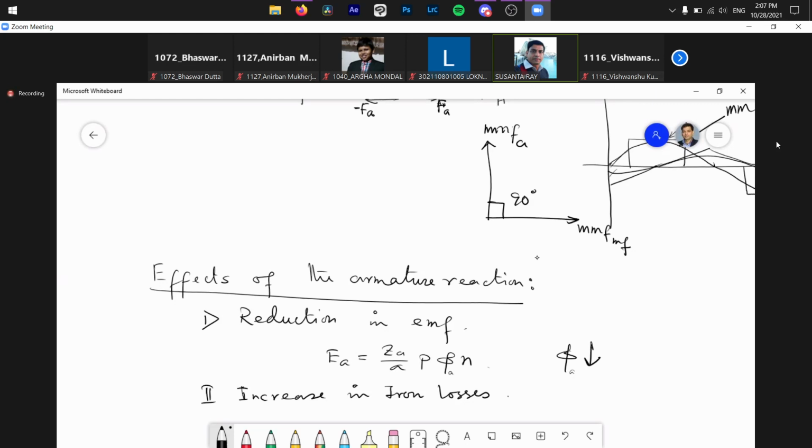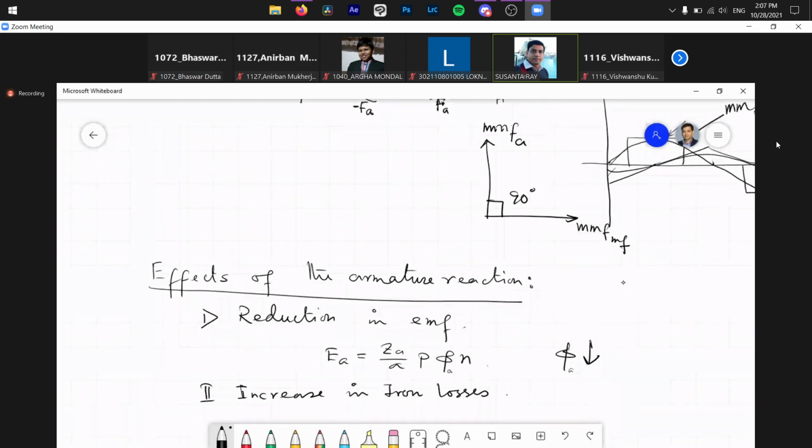Now the question is, I understood that iron losses will be there, but why will that value be increased after the armature reaction, as this point tells us? Why did the iron loss increase after the armature reaction?